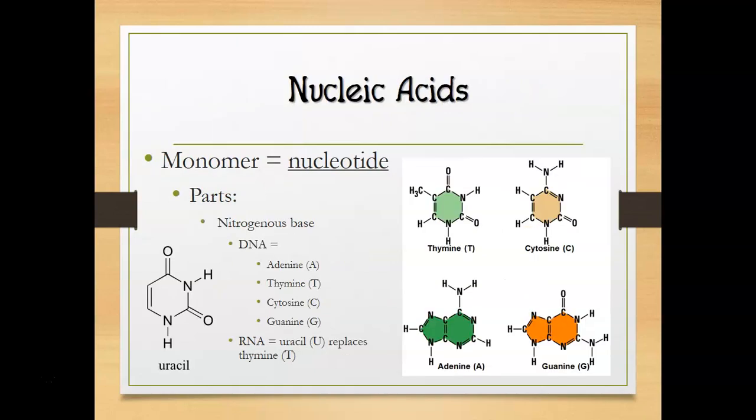Nitrogenous bases, we've also got some options going on here in terms of nucleotides. For DNA, I've got 4 different types of bases that I can find in that particular molecule, so 4 different types of nucleotides going on. And I can either have adenine, thymine, cytosine, or guanine.